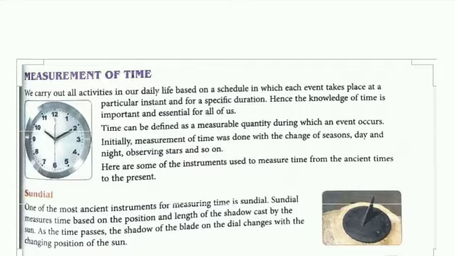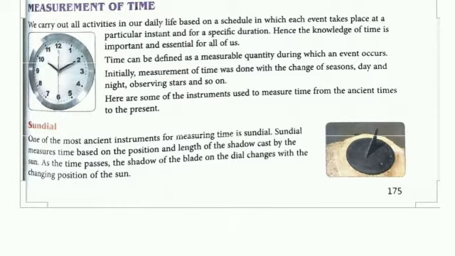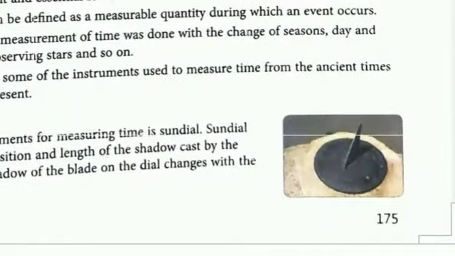Initially, measurement of time was done with the change of season, change of day and night, observing stars and so on. Here are some of the instruments used to measure time from the ancient time to the present. First is sundial. Look at the picture. This is a picture of sundial.